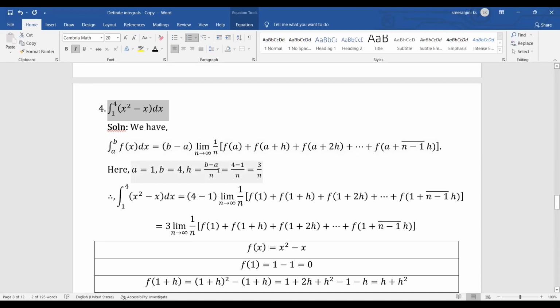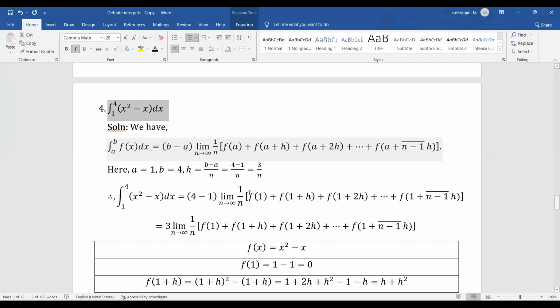But if the method is not specified in the question paper, you can choose your own method. There is no such restriction. But if it is specified, then if you are using another method, you will not get marks, even though the answer is correct.